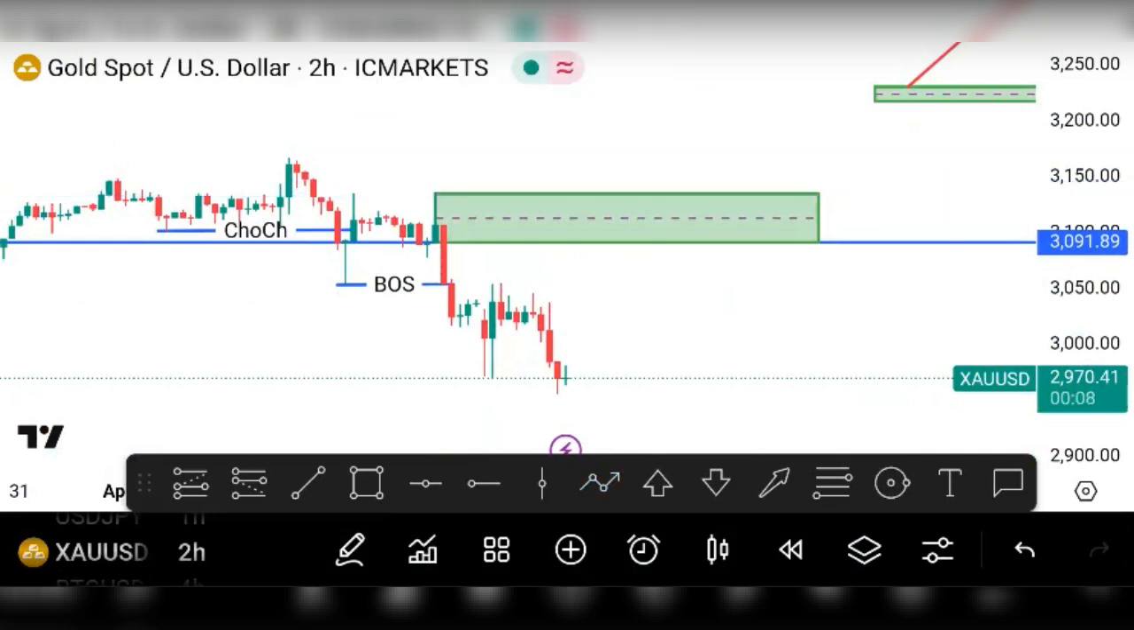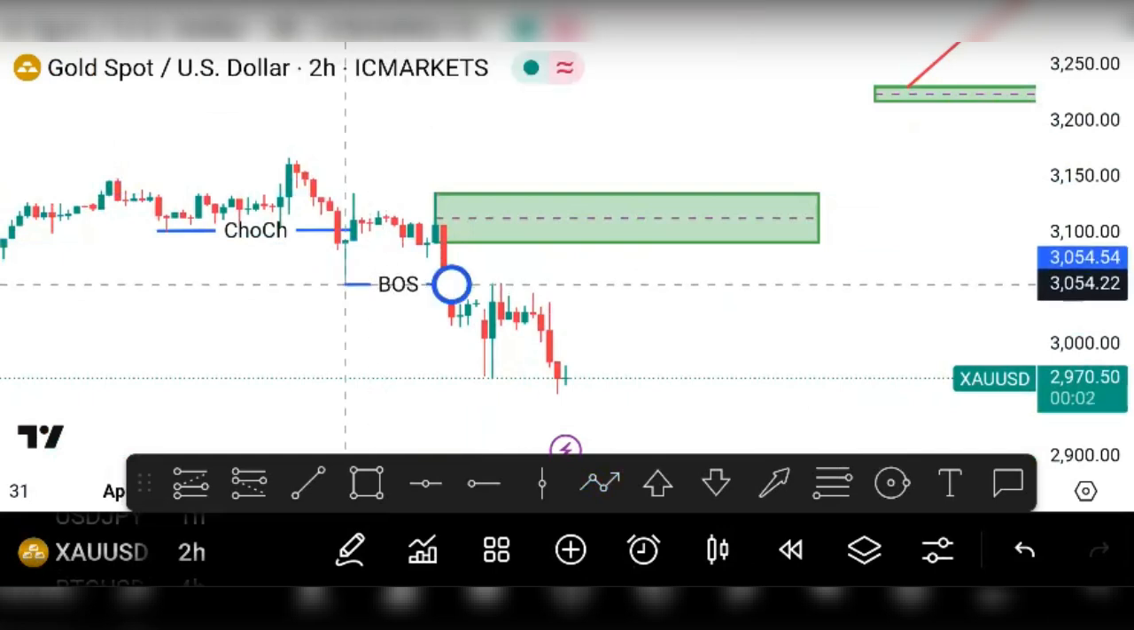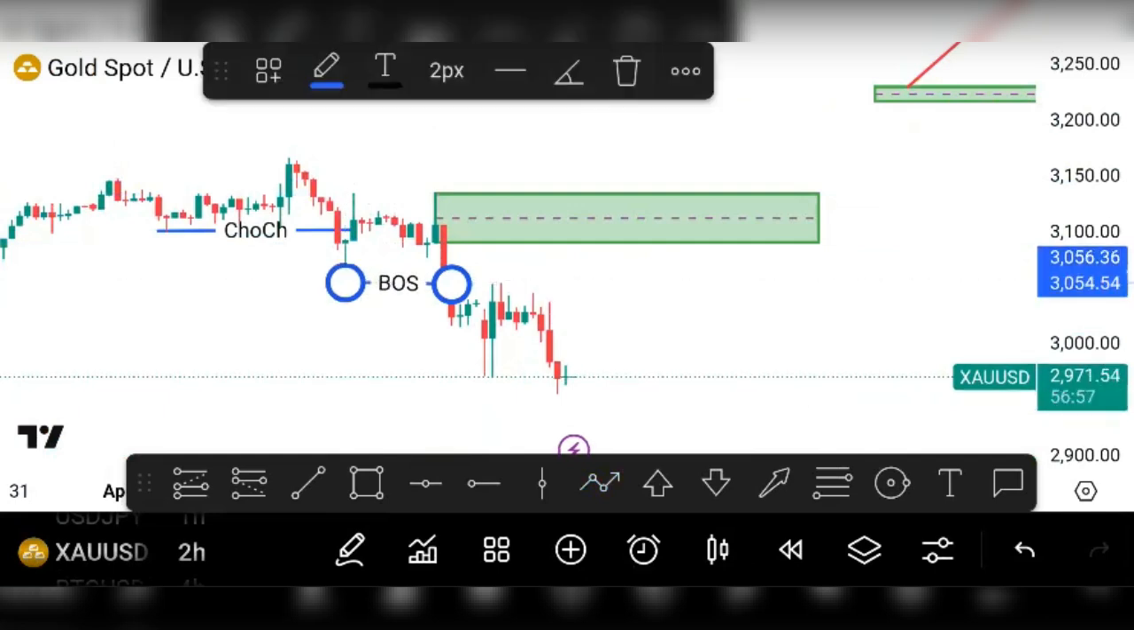I said the first thing, you identify your trend on the higher time frame of 4 hours. Then the second thing, you look for your order block on the 4-hour time frame. Then scale down to 2 hours. There is what we call top-down analysis. You start analyzing from your higher time frame, then coming down to your lower time frame.